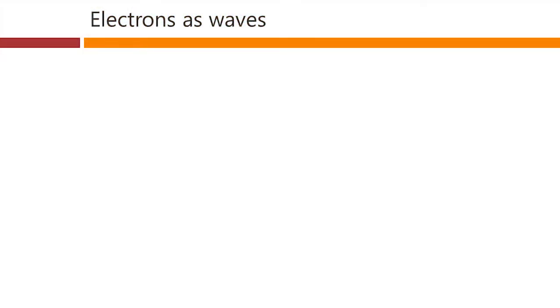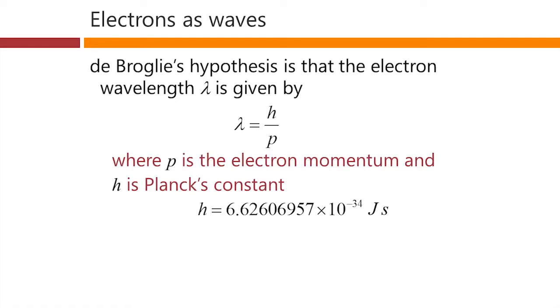Now, we remember de Broglie's hypothesis. The electron has a wavelength, lambda, that is given by Planck's constant divided by the momentum. And we wrote down the value of Planck's constant here. This is as many decimal places as it's known to with any accuracy. Often for calculations, we'll just use 6.626 times 10 to minus 34.